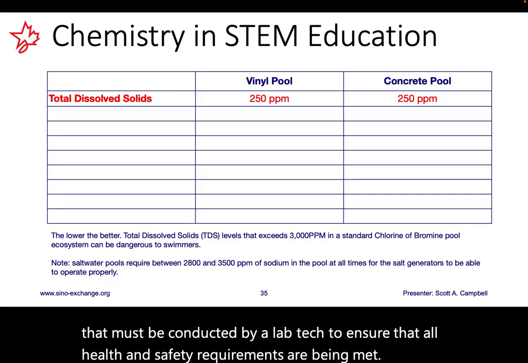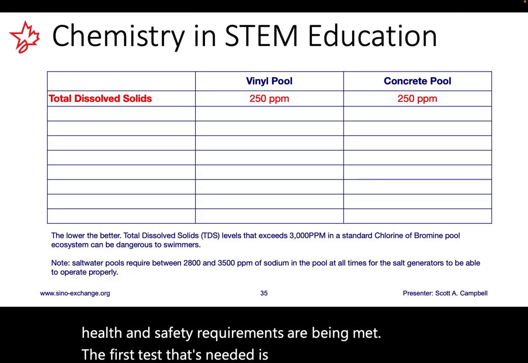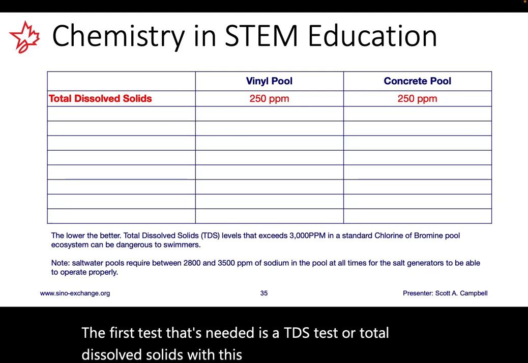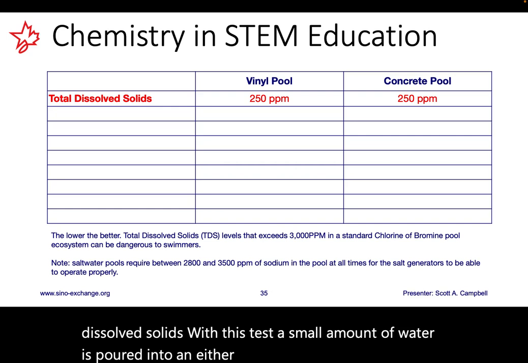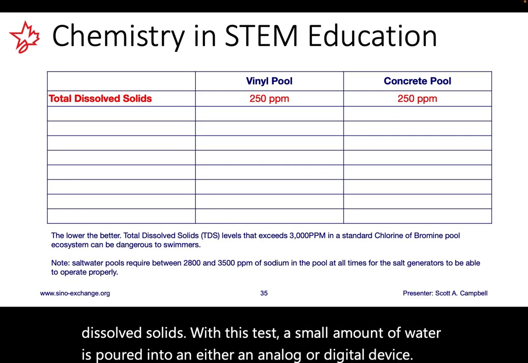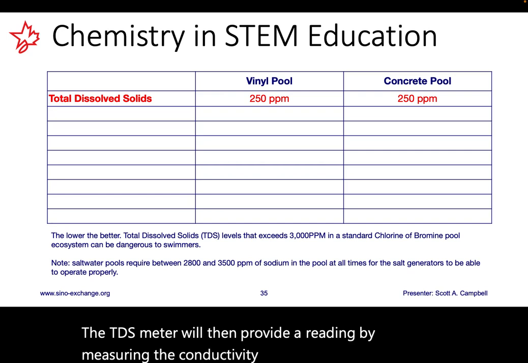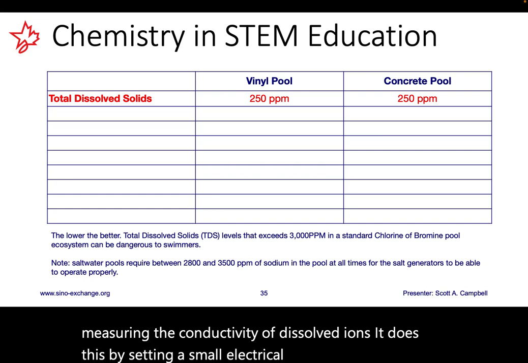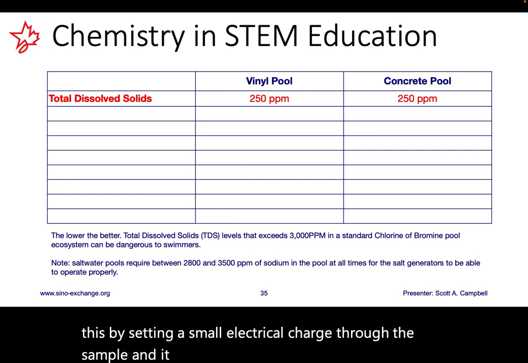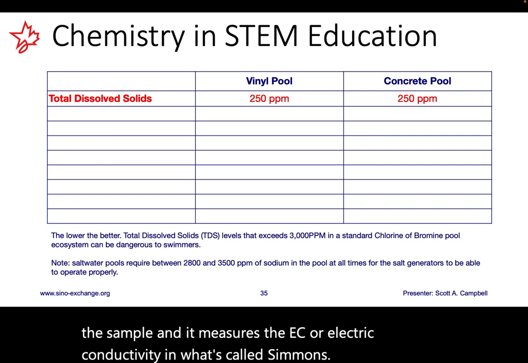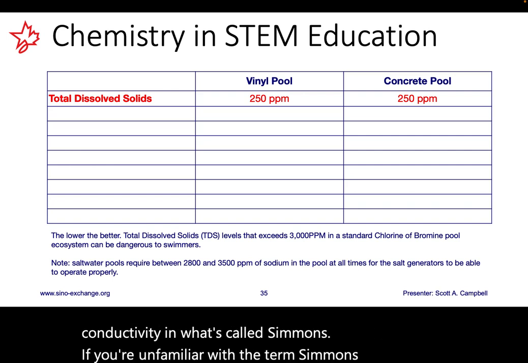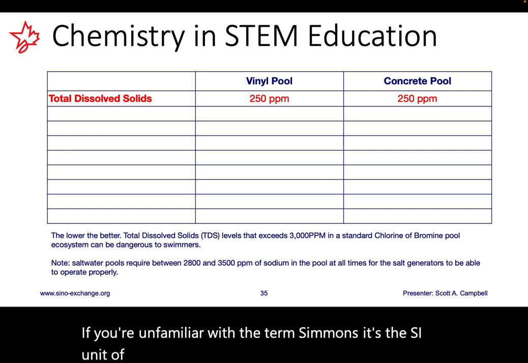The first test that's needed is a TDS test, or total dissolved solids. With this test, a small amount of water is poured into either an analog or digital device. The TDS meter will then provide a reading by measuring the conductivity of the dissolved ions. It does this by sending a small electrical charge through the sample, and it measures the EC, or electrical conductivity, in what's called Siemens. Now, if you're unfamiliar with the term Siemens, it's the SI unit of conductance, and it's equal to 1 reciprocal ohm.